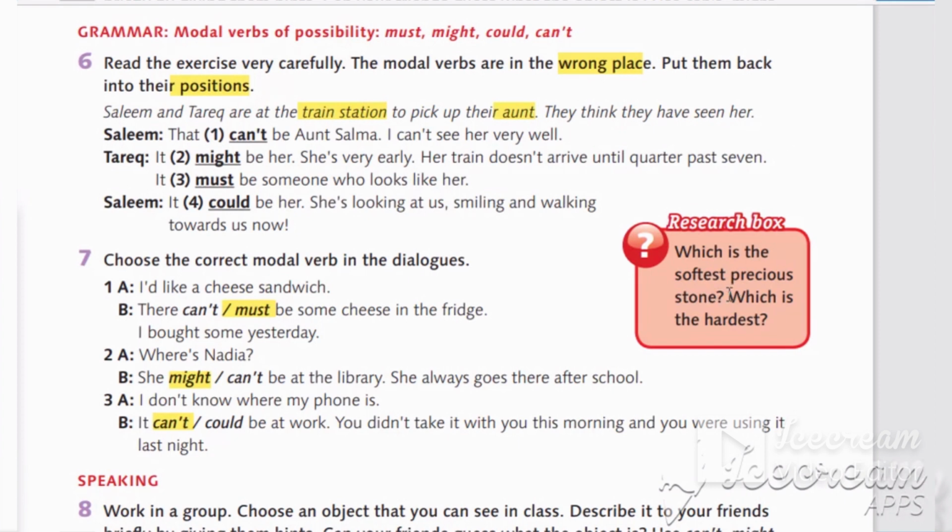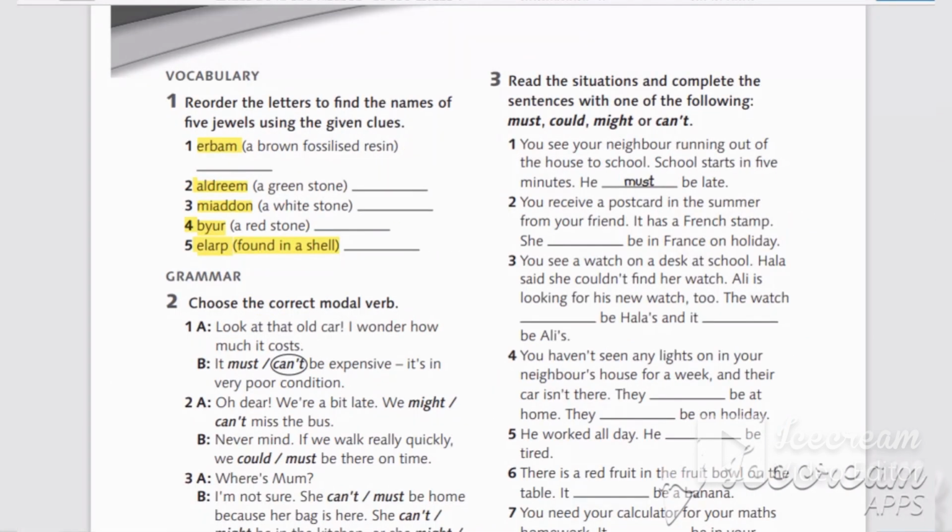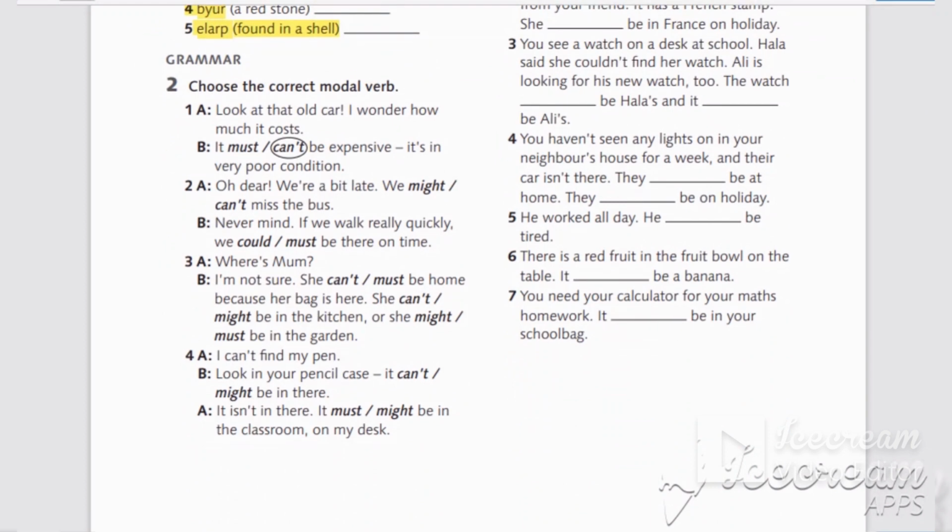Which is the softest precious stone, which is the hardest one. This is your homework, and you will try to think about it and give me the answer. Okay, now go to your activity box. We will answer grammar to make sure that you understand all the details of this grammar part. Okay, now choose the correct modal verb.